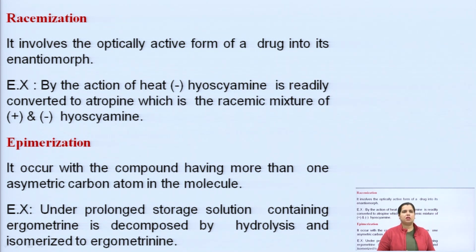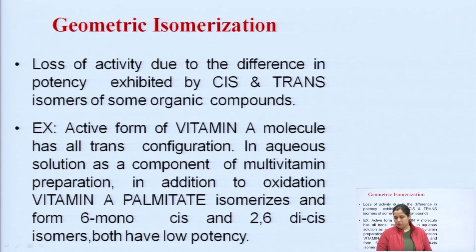Epimerization occurs with compounds having more than one asymmetric carbon atom in the molecule. For example, under prolonged storage, a solution containing ergometrine is decomposed by hydrolysis and isomerized to ergometrinine. So, this is another common example of epimerization, where the drug ergometrine gets hydrolyzed and decomposed to ergometrinine, which is the inactive form of ergometrine.